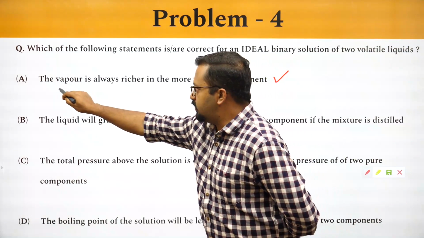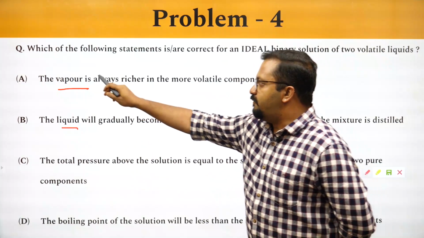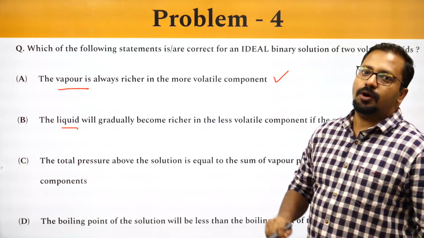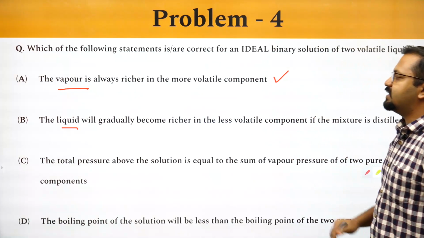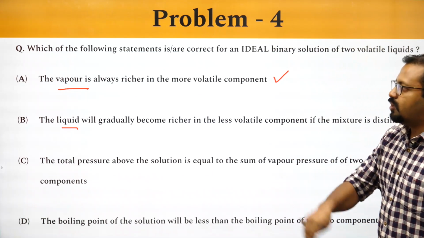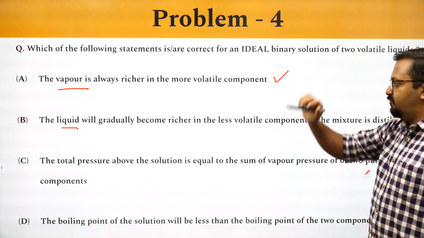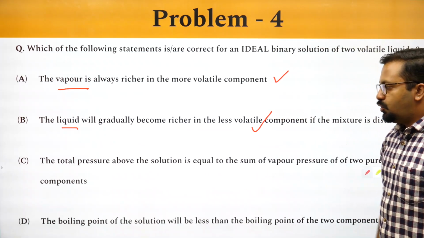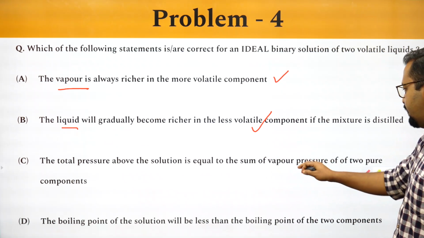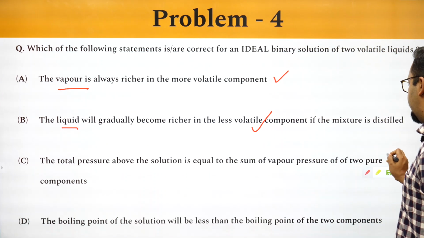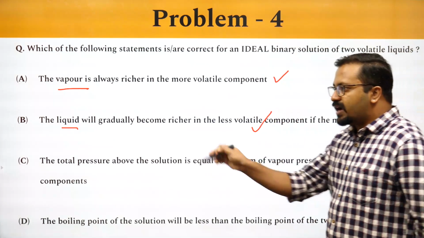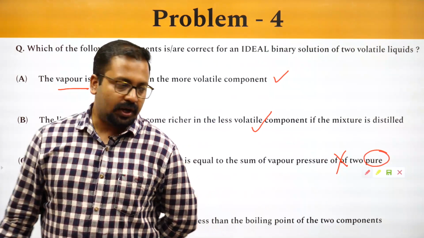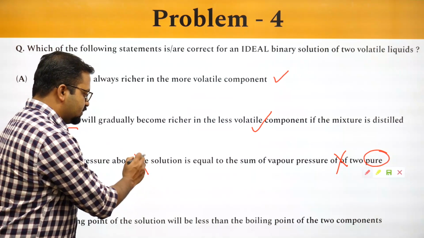So vapor, look at these terms. Vapor is richer in the more volatile component. Obviously, the liquid will gradually become richer in the less volatile component, because the more volatile component goes off as the vapor. So this is also correct. Total pressure of the solution is equal to the sum of vapor pressure of the two pure components. No. It is equal to mole fraction times pure component vapor pressure. Okay. This statement is incorrect.